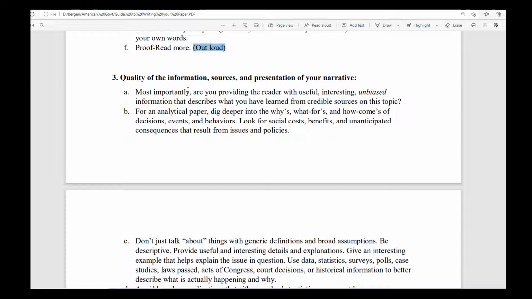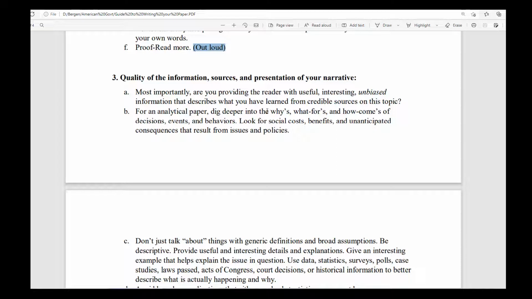As far as the quality of the information, again, you're providing the reader with useful, interesting, unbiased information that describes what you've learned from credible sources. That's the whole point of this paper assignment. Read a lot from credible sources and then tell me what you've learned. You want to dig a little bit deeper into this type of assignment. Don't just keep repeating the same old thing with different data, saying, yeah, this is a problem, this is a problem, this is a problem.